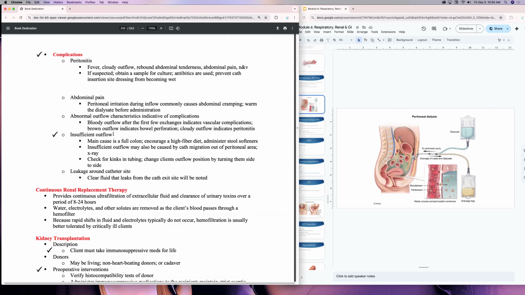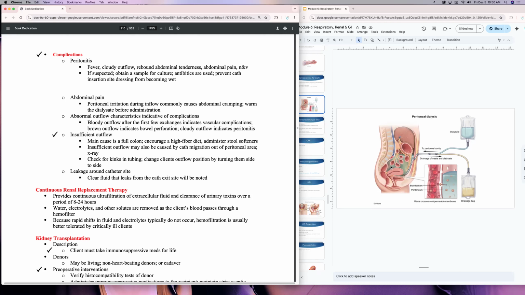Insufficient outflow. If not a lot of fluid is coming out, a major cause is a full colon, because you can see the colon is right here, and your intestines are here. If the patient is constipated, that is a major cause of why not enough fluid is coming out. So we want to encourage a high fiber diet. We can give stool softeners as ordered, and that can help evacuate the bowels.